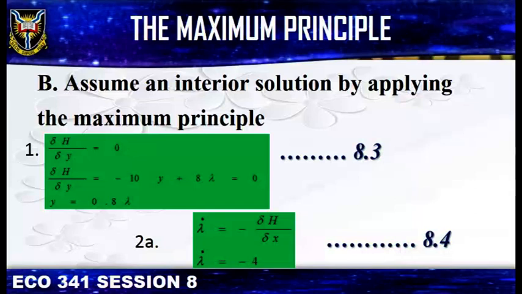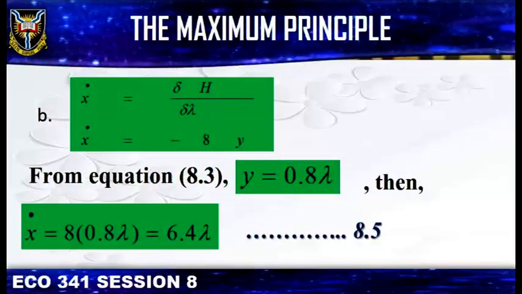2a. Lambda dot is equal to minus H_x. Equation 8.4: lambda dot is equal to minus 4. 2b. H_y is equal to 0, so x is equal to 8y. From equation 8.3, y is equal to 0.8 lambda. Then x dot is equal to 8 into bracket 0.8 lambda, which is equal to 6.4 lambda. Equation 8.5.